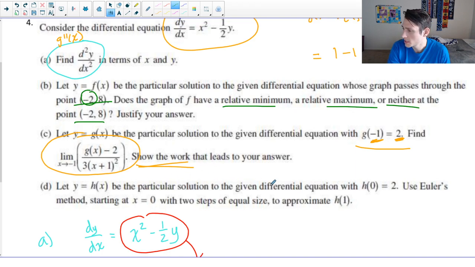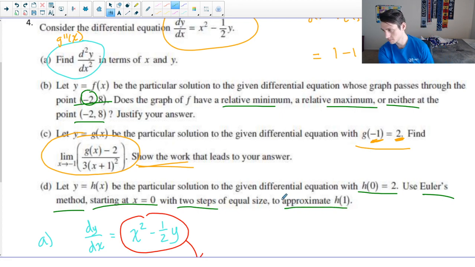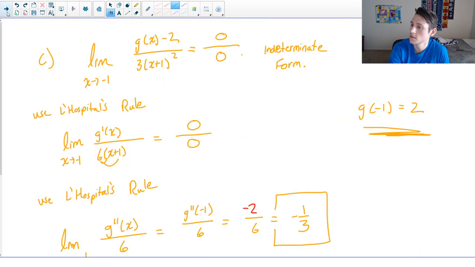All right, lastly, part D. Let y be the particular solution to the given differential equation with h of 0 equals 2. Use Euler's method. All right, Euler's method again. Starting at x equals 0, 2 steps of equal size, approximate h of 1. All right, well, let's do it.